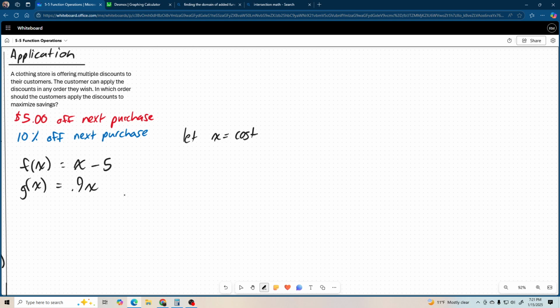Okay. Now, what we really want to know is which one of these is going to be better for us, right? Well, let's find f of g of x, and let's find g of f of x, and see which of these looks like it's going to give us a better deal. So let's start off with f of g of x. g of x is 0.9x.